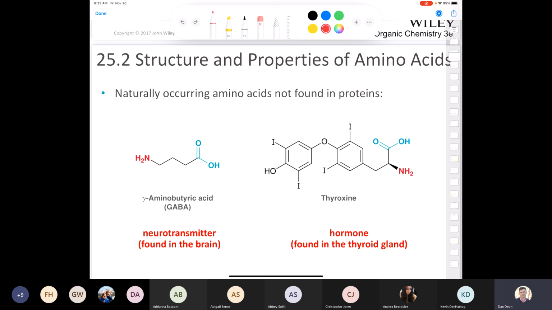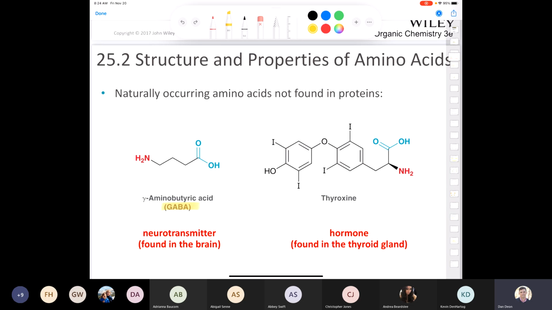For example, gamma aminobutyric acid, or GABA, is a neurotransmitter found in the brain. It's not an alpha amino acid, but it is an amino acid, isn't it? And thyroxine is a hormone that's found in the thyroid gland. You can see that it also has a carboxyl and an amino group. And if you have studied the citric acid cycle in biology, you might have even seen another intermediate in there that is an amino acid that's not a naturally occurring amino acid.